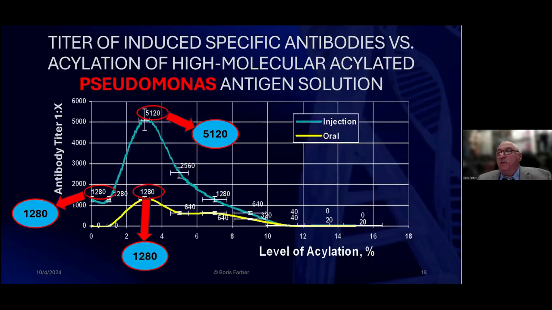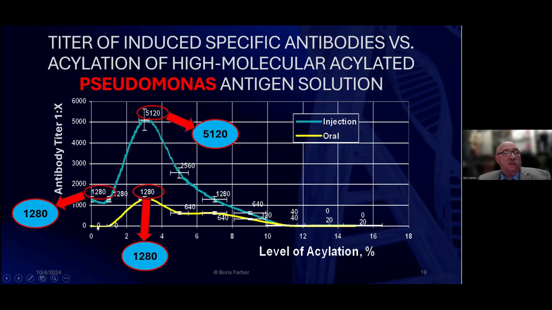An experiment, for instance with Pseudomonas antigen, revealed that modification of 3%, here, 3%, this line is oscillation, and this antibody titer index of antigen, led to a significant increase in the titer of induced antibodies and the appearance of antibodies upon oral administration. It means with 3% oscillation, the efficacy of this vaccine increases 4 times.